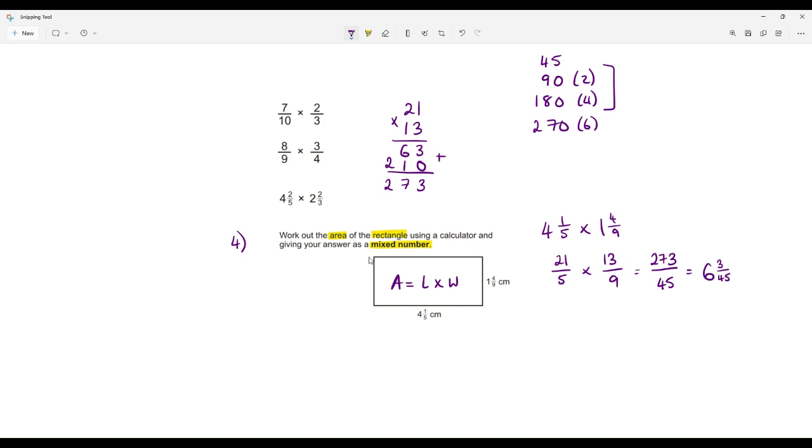Now this is my answer. I have worked out the area of the rectangle and given the answer as a mixed number. If you wanted to go one step further, you could simplify it because 3 and 45 are both in the 3 times tables. 3 goes into itself once and it goes into 45 15 times. So here is my answer in its simplest form. But here is also a perfectly fine answer.